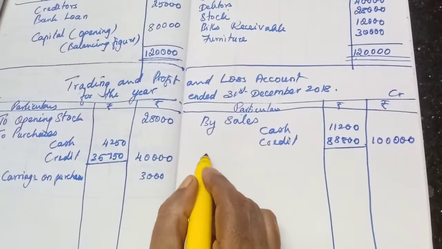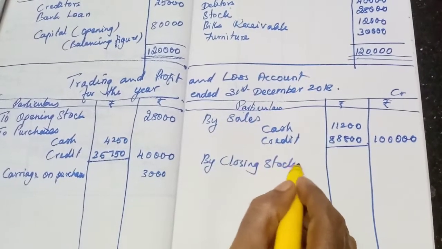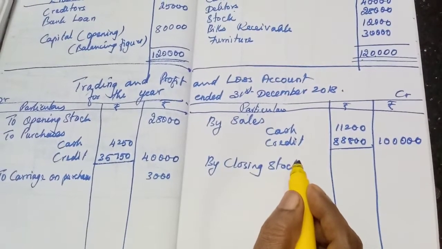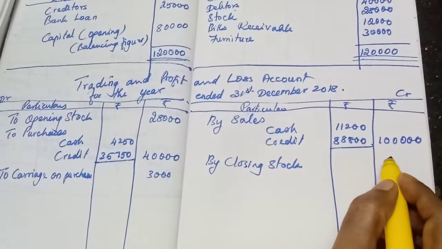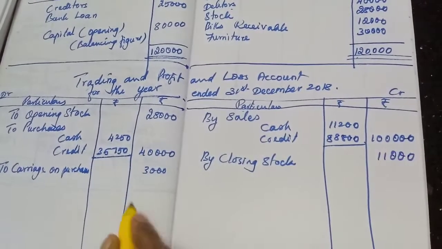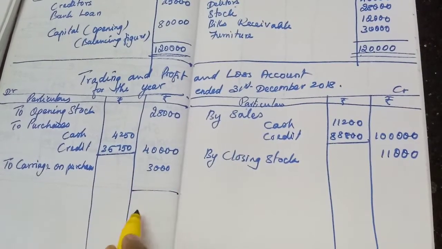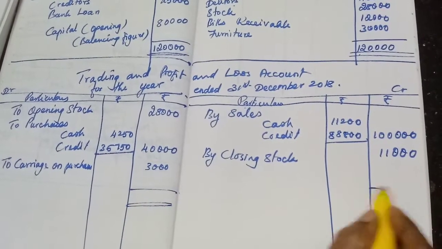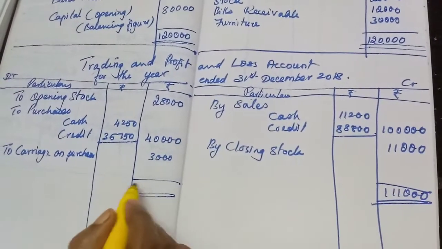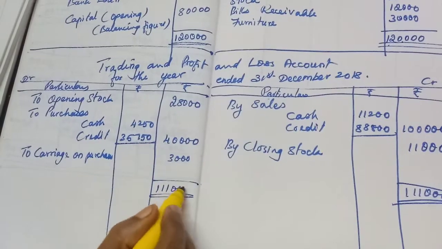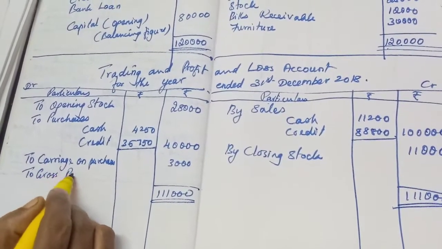Now by closing stock. Closing stock in that table. Closing stock how much? 11,000. All the items we have entered. Now we should balance it. 1,11,000. Here 1,11,000. Balance is gross profit carried down.